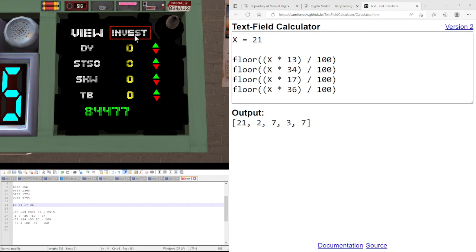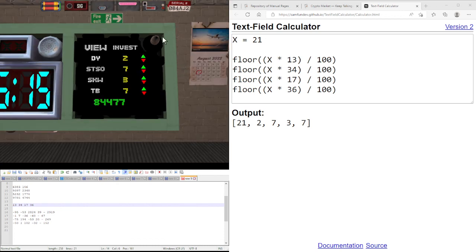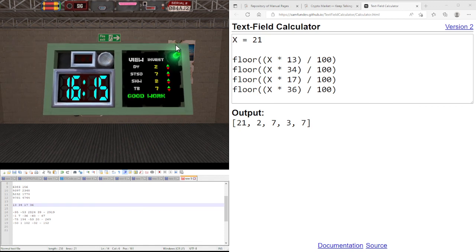So we press the invest button to go to the submission screen. We're going to type in 2, 7, 3, 7. Invest. Okay, so module.